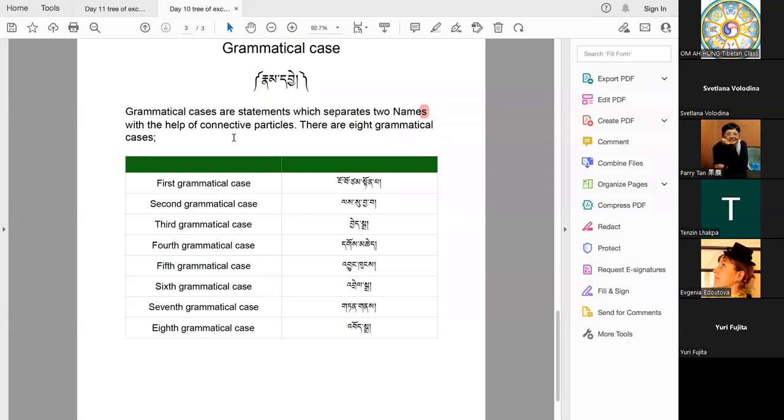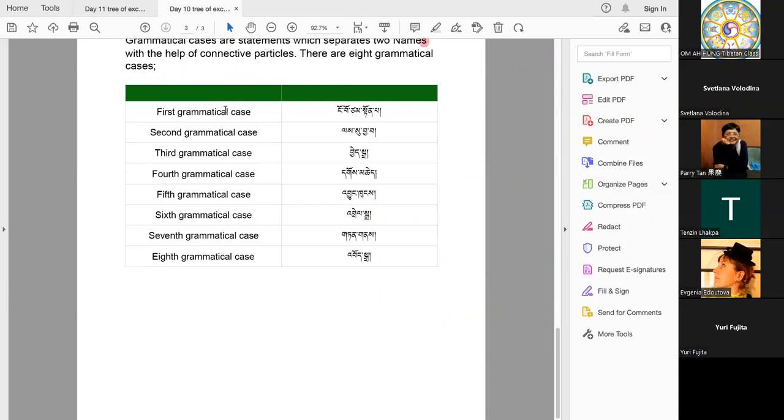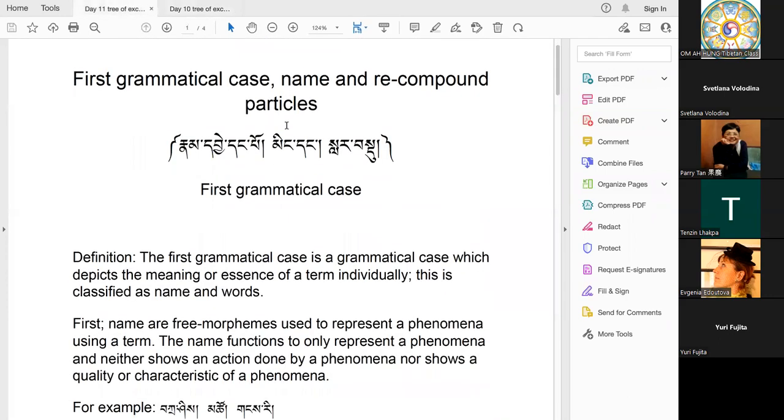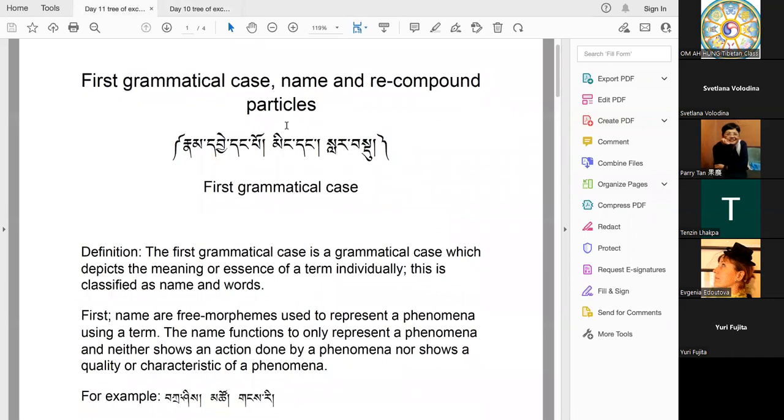So these are the 8 different grammatical cases. Okay, so let us start with today's lesson. Actually, that was also today's lesson, but let us start with this, which is the first grammatical case.